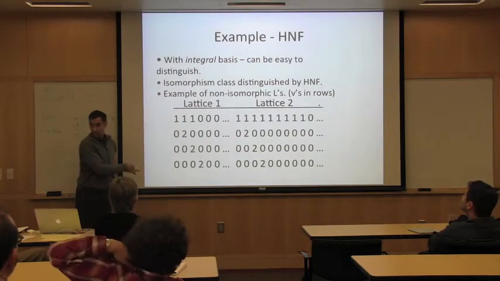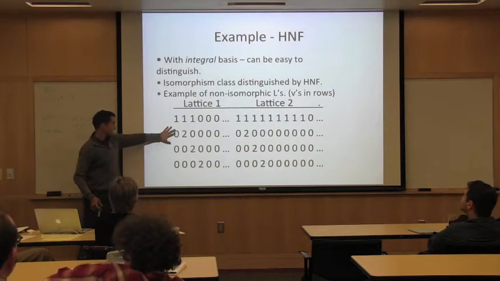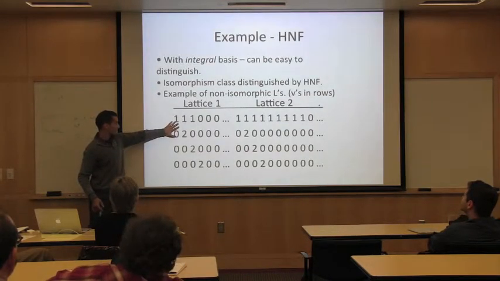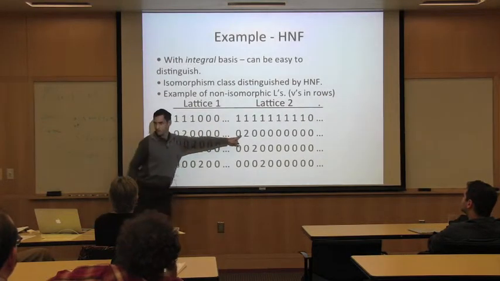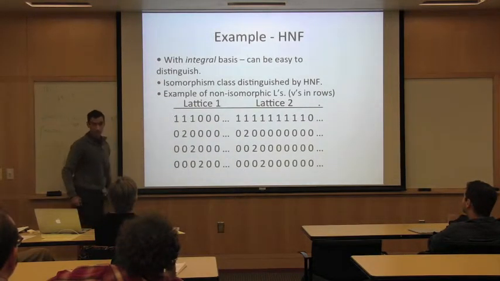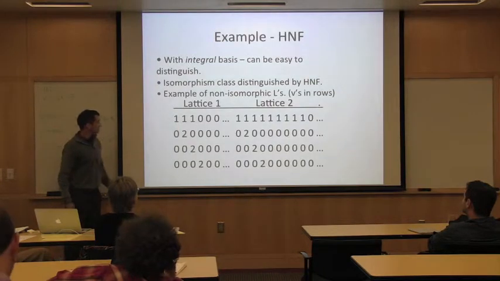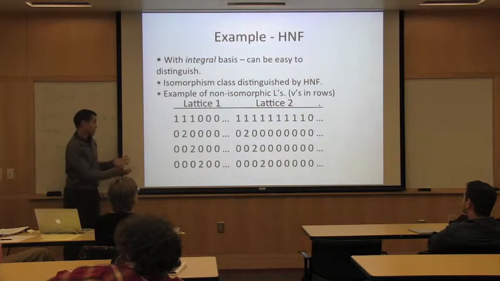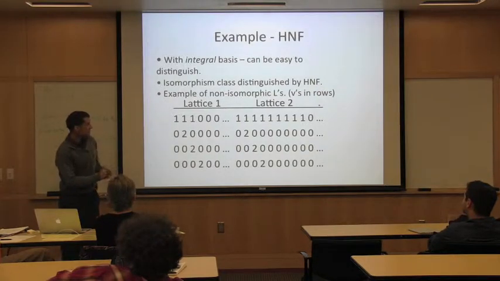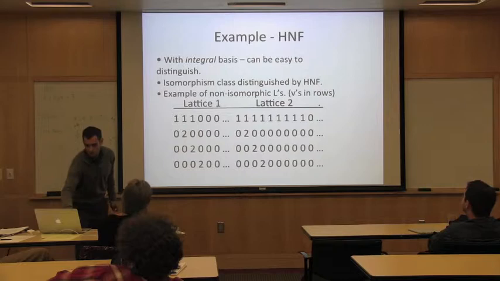Well, it's very easy to see that these two lattices are not isomorphic because this one has a vector of squared length 3, whereas this one does not. So in some cases you can determine that, sometimes you can compute that, sometimes you can't. So there's an example of non-isomorphic lattices related to the ones I want to use.